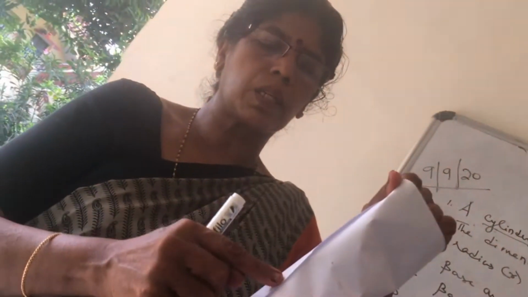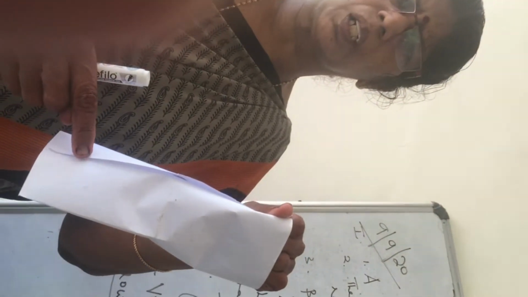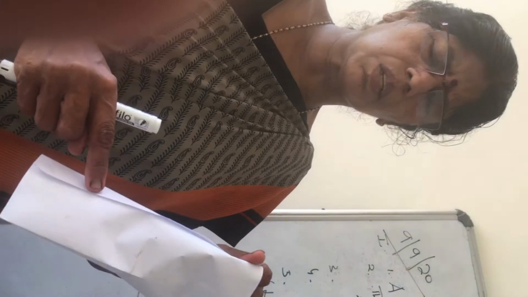And the rectangular sheet when rolled, the length became what, children? It became 2 pi r. The length is 2 pi r and the area is pi r square. The breadth of the rectangle becomes the height of the cylinder.